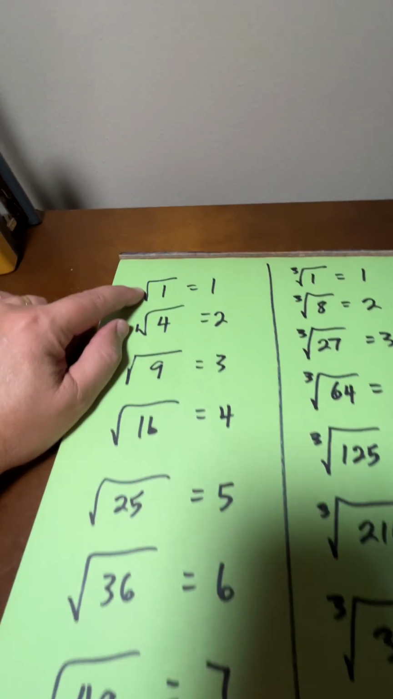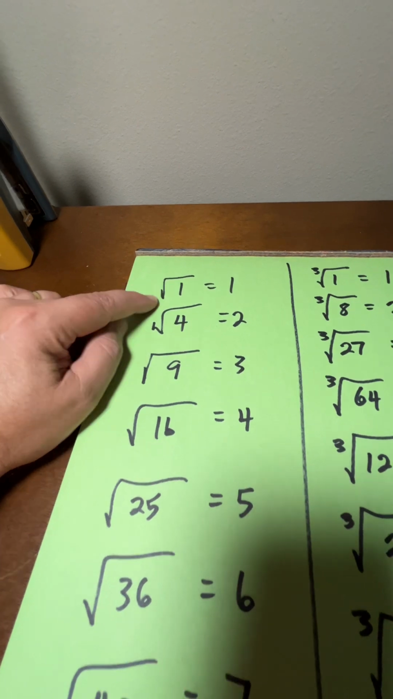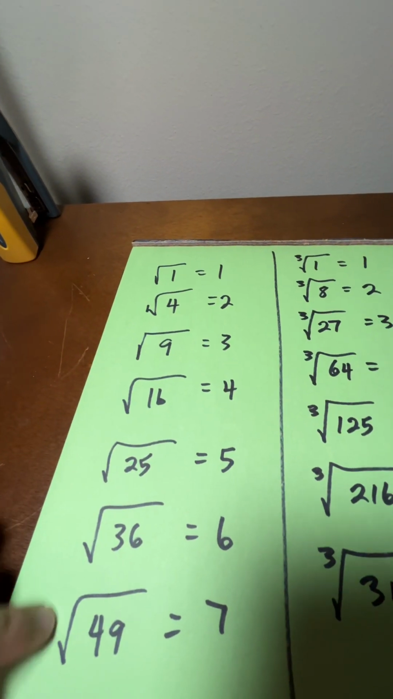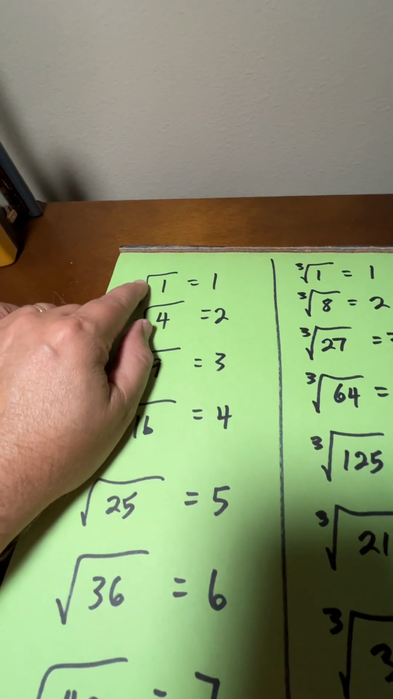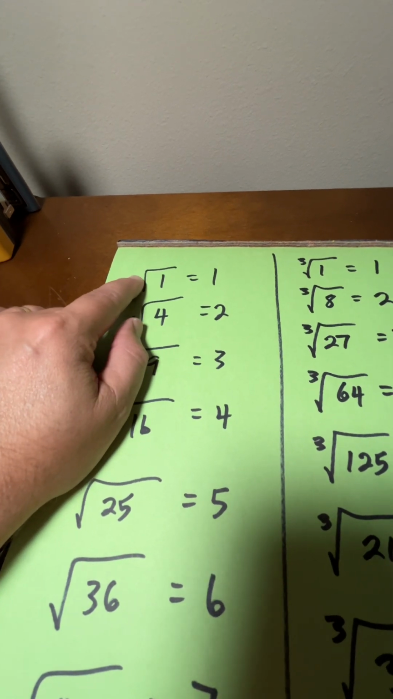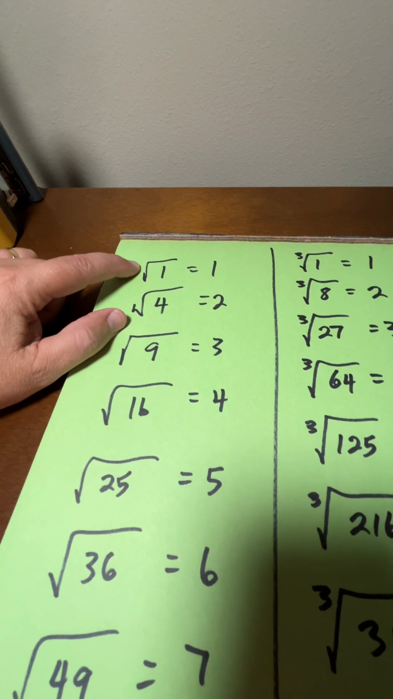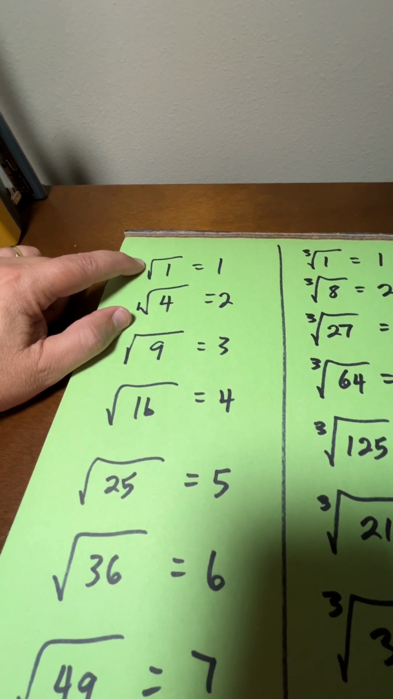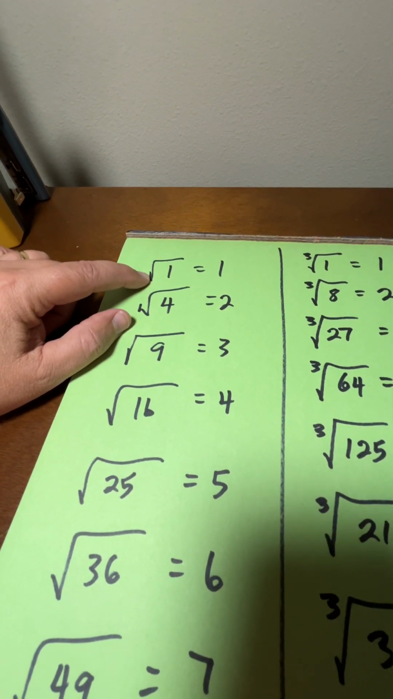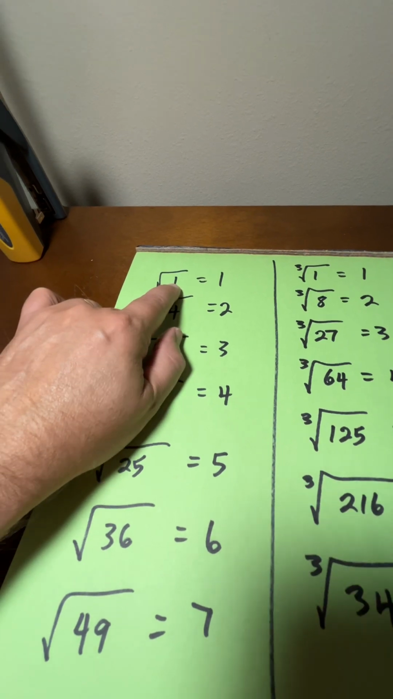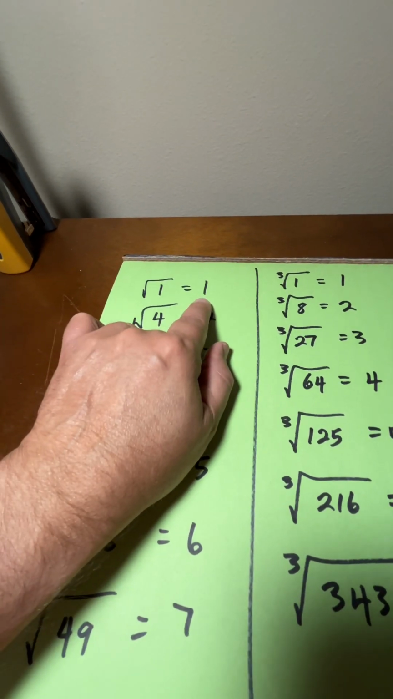It's got a secret 2 here. We don't really write the 2 because square roots are the most common type of root. But that is a square root if we don't have a number out here in the index position. So this is called the index. So this index is a secret 2. This is the radical symbol. This is the radicand. And the square root of 1 is 1.